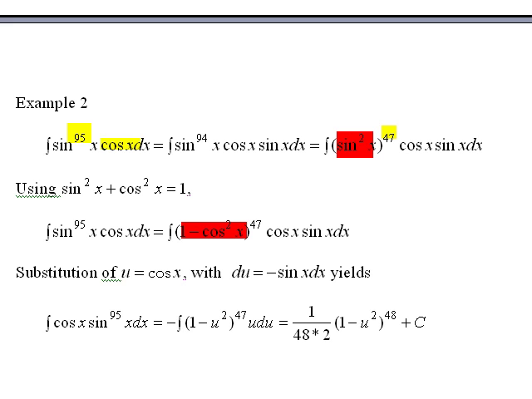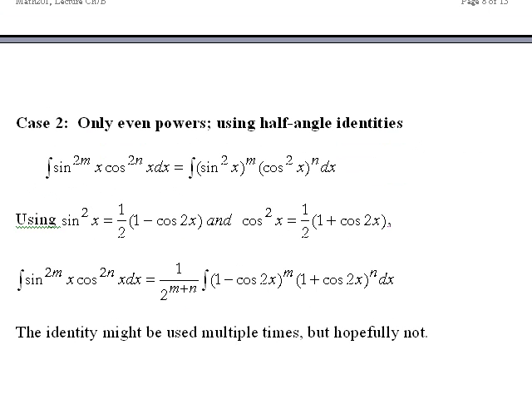And of course you could back substitute. So again, the way we change these powers around sets it up for substitution. Now when only even powers are present, using the Pythagorean theorem doesn't work. Instead, we use a half angle identity.